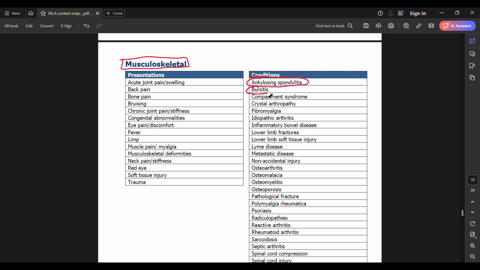Next, you have bursitis. Really, any bursa could be inflamed, and you'll have to give the patient advice, give them the diagnosis. So this does tend to show up, so do it well.